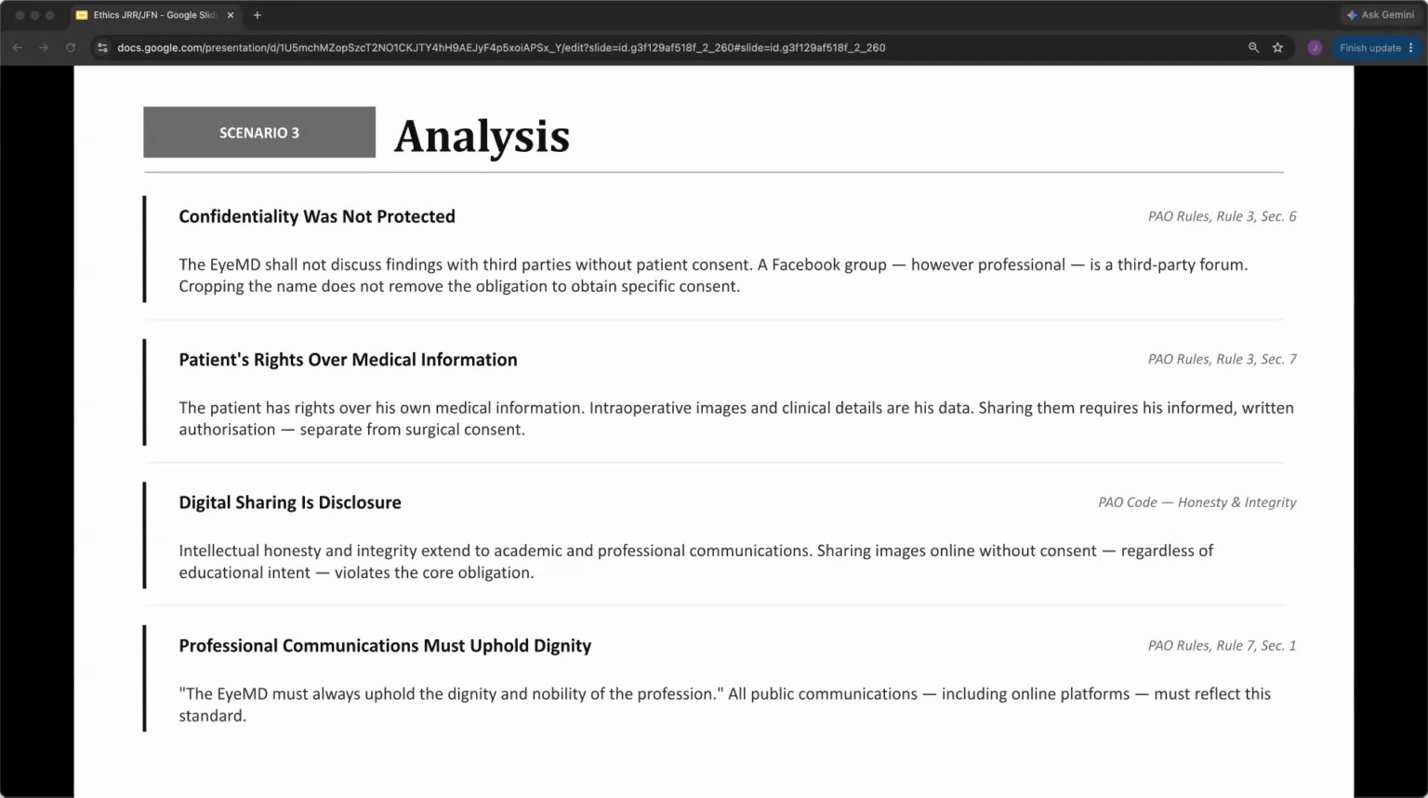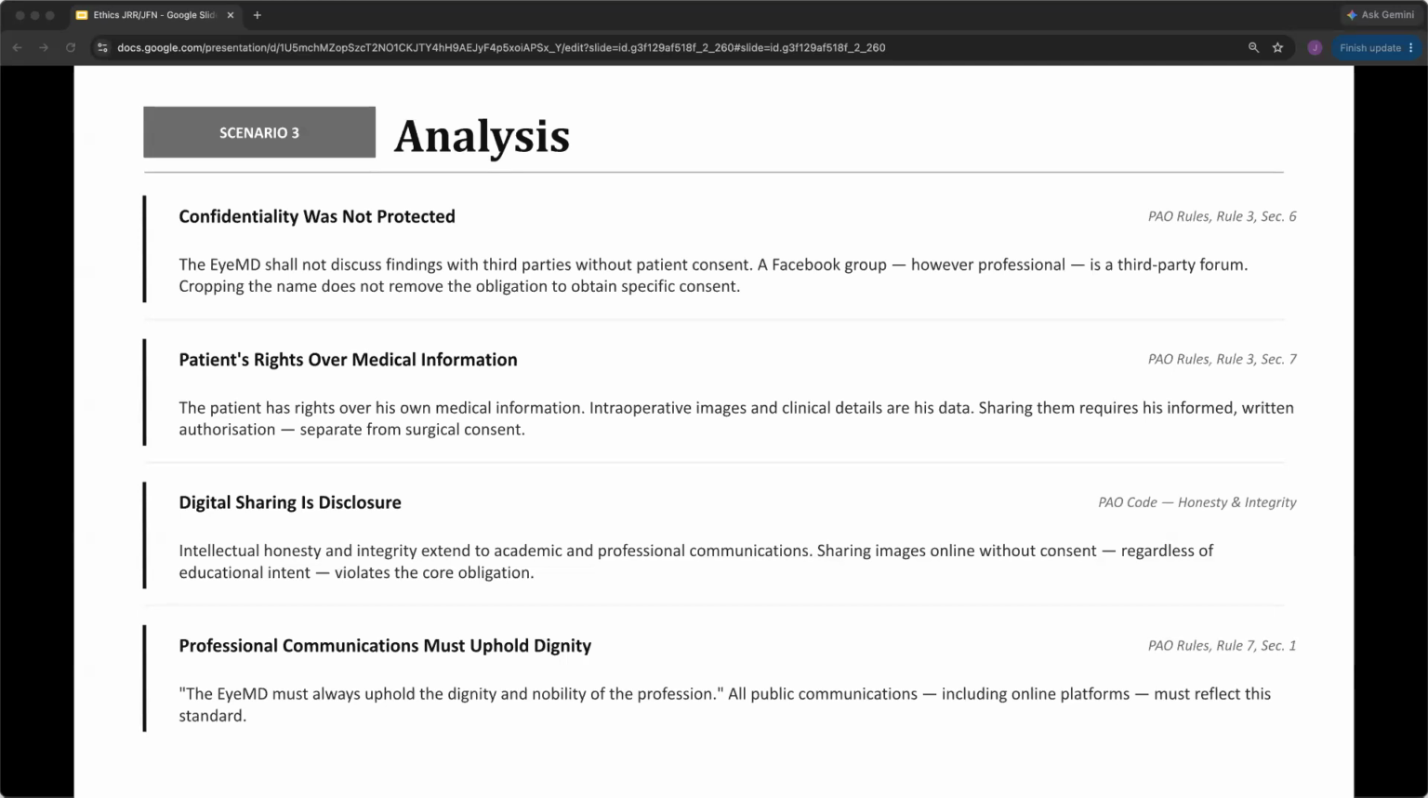Educational value alone does not eliminate the obligation to obtain consent or protect confidentiality. Professional forums and social media platforms remain third-party spaces regardless of whether their members are healthcare professionals. So now that the breach has occurred, the appropriate response is to remove the post promptly, report the incident through proper institutional channels, document what occurred, and communicate with the patient honestly and professionally. The focus should be on acknowledging the breach, limiting further dissemination, and taking steps to prevent recurrence.